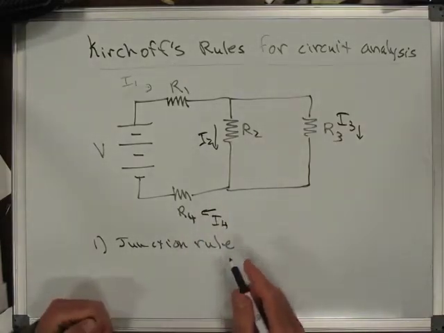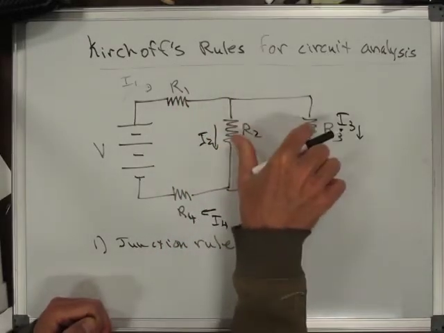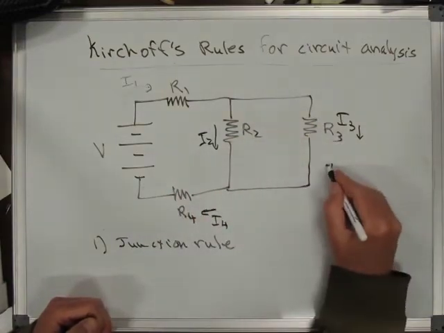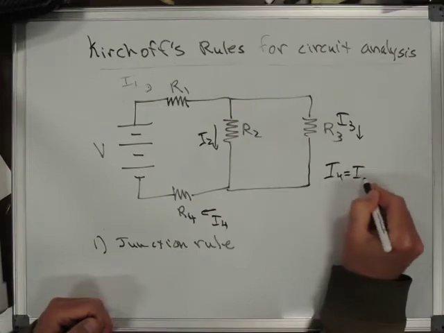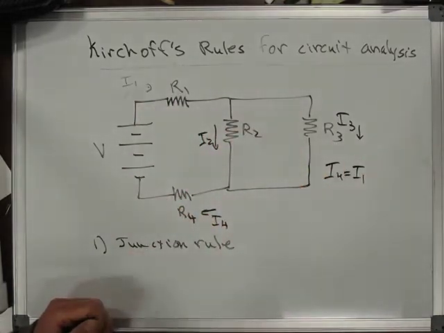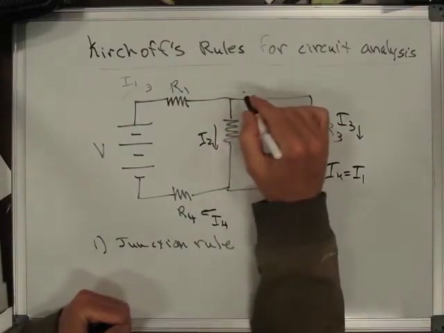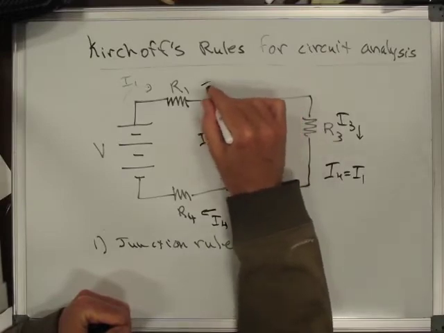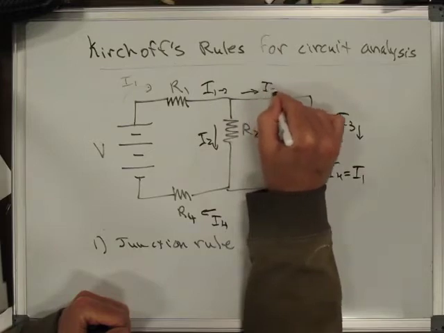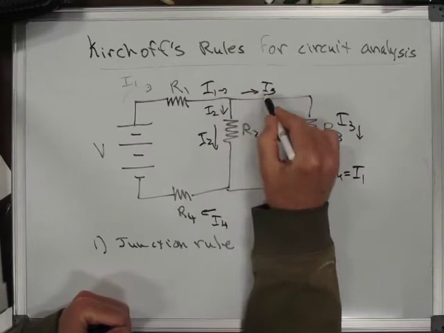There are a few things we can tell. First of all, these two are in parallel, and this is in series with the parallel of these two. So I4 is equal to I1, because whatever current enters this process has to leave it as well. We also know from series and parallel that since I1 is going in, and I3 and I2 are going out, I2 plus I3 equals I1.